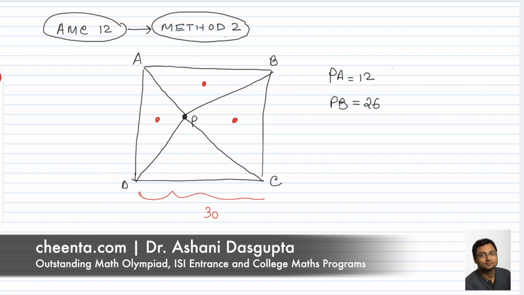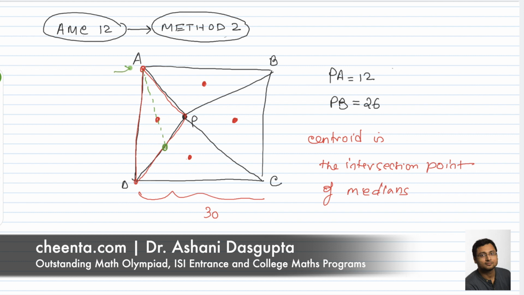So if you don't know what is a centroid, it's just the intersection point of the medians of a triangle. So centroid is the intersection point of medians of a triangle. So if we take this particular triangle, just for an example, APD, and if we mark the medians of it, so median means you join a vertex to the midpoint of the opposite side. So this is the vertex A and this is the opposite side.